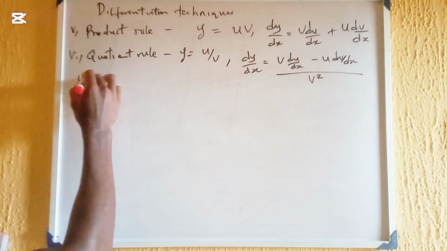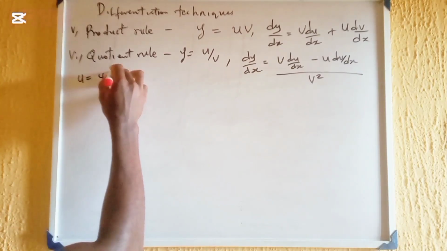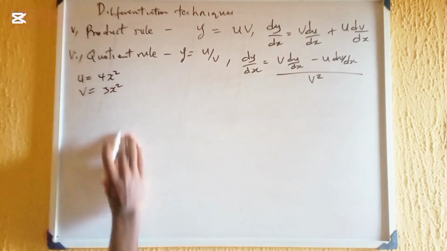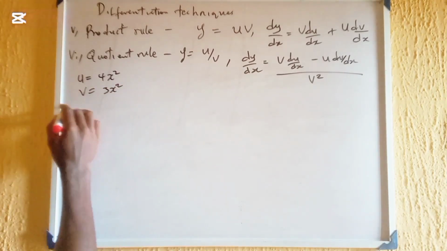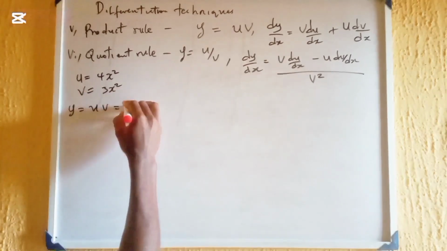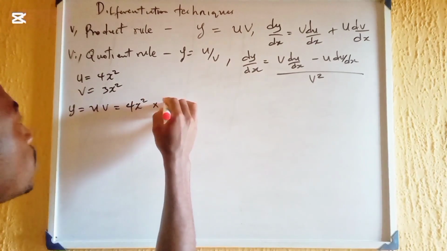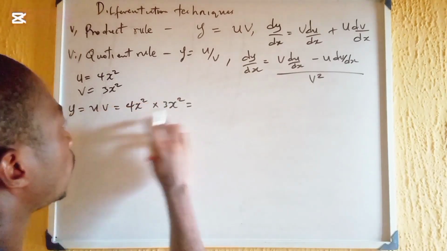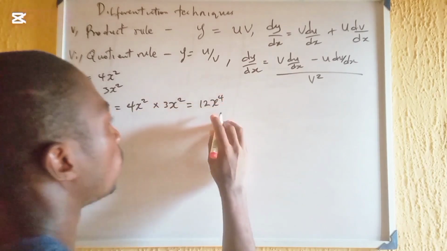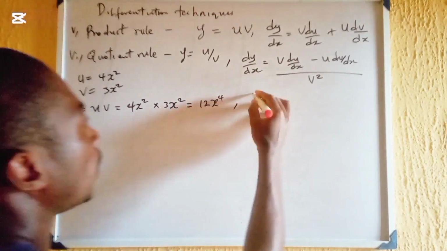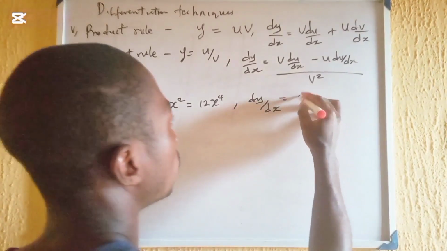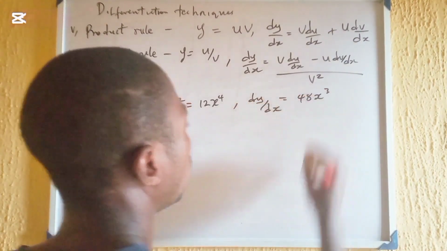Let's say our u is equal to 4x squared and our v is equal to 3x squared. Now, it means that for the product rule, y equal to uv is the same thing as 4x squared times 3x squared, and that gives us what? 4 times 3, 12x to the power 4. Then dy/dx, 4 times 12, that gives us 48x to the power 3.